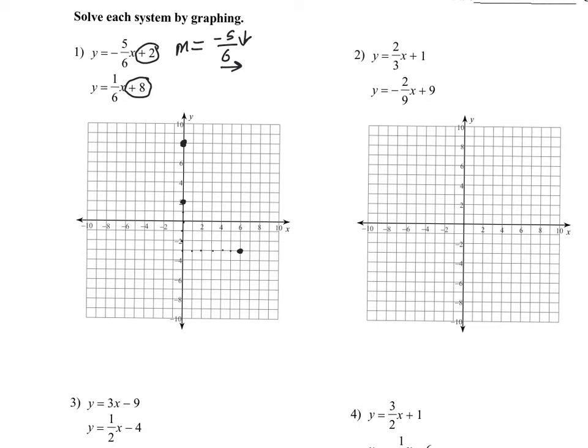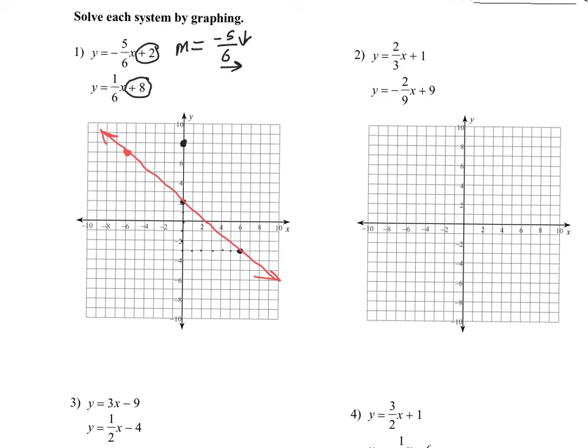Now I'm also going to go the opposite way. This says down 5, right 6. I'm going to go up 5, 1, 2, 3, 4, 5, and now to the left 6. And I'm going to put another point there. All three of those points are on that line. And I did that because there's a chance that that point over there is where these two lines are going to meet.